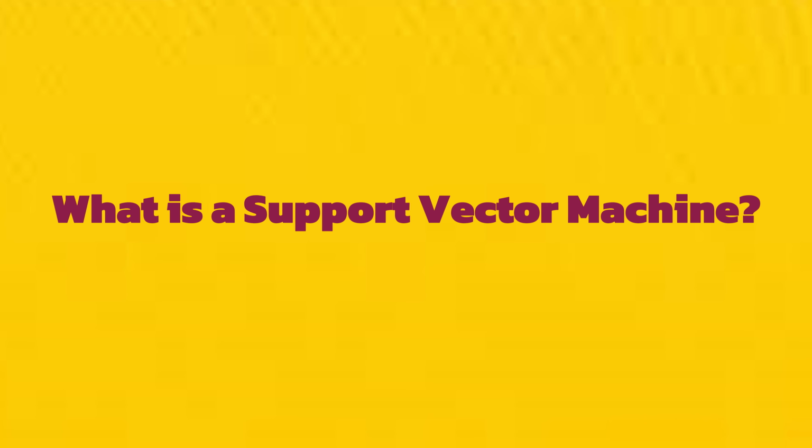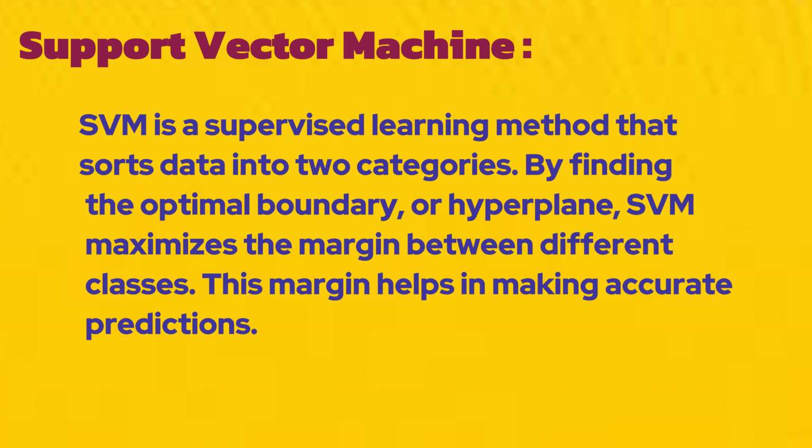What is the support vector machine? SVM is a supervised learning method that sorts data into two categories. By finding the optimal boundary or hyperplane, SVM maximizes the margin between different classes. This margin helps in making accurate predictions.